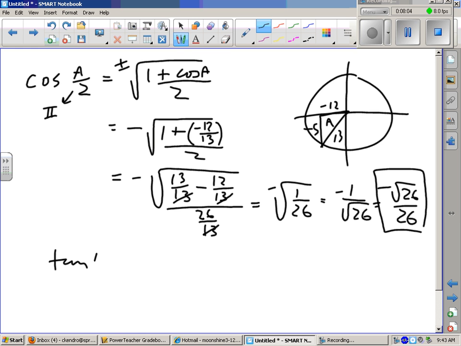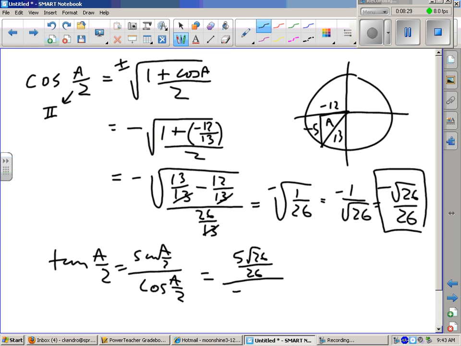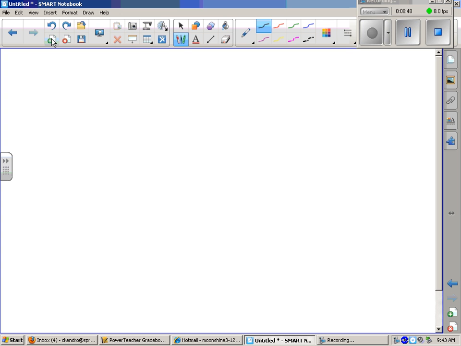Now tangent of A over 2 is just sine of A over 2 over cosine of A over 2. And we already did both of those. So rather than putting it in a formula, we can just put the answer to the sine, which we said was 5 root 26 over 26, and then the cosine, which we just did, was negative root 26 over 26. This part cancels, and we're left with just negative 5. Okay, so if you didn't use that, then you can use one of the 3 formulas and just plug that in.